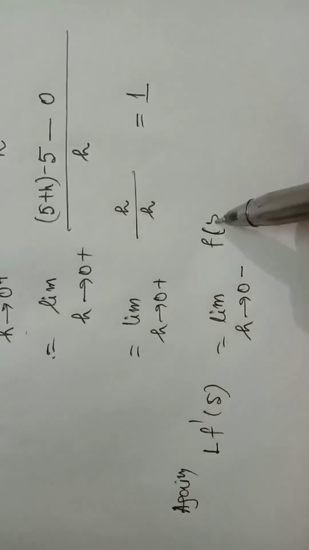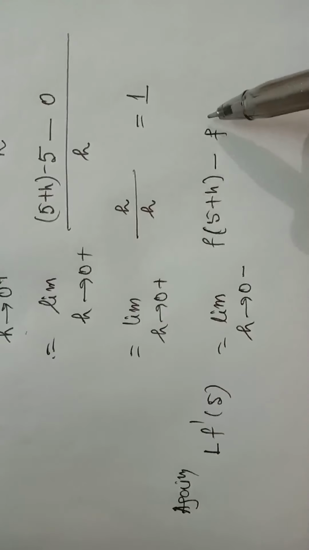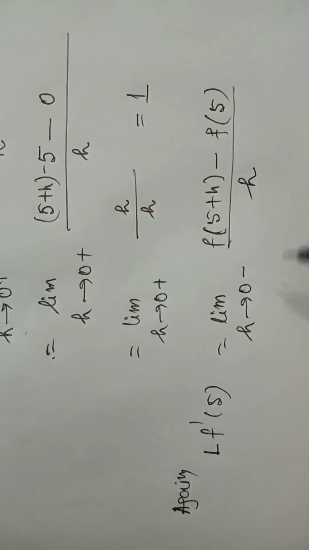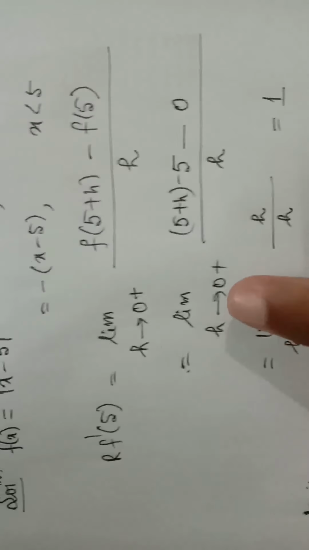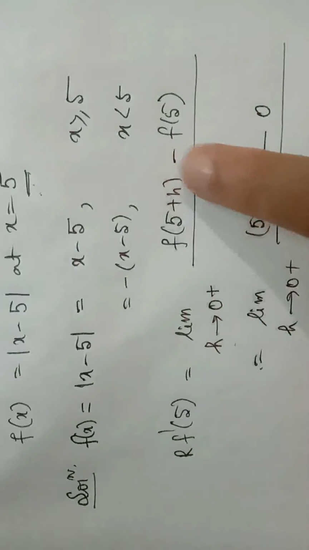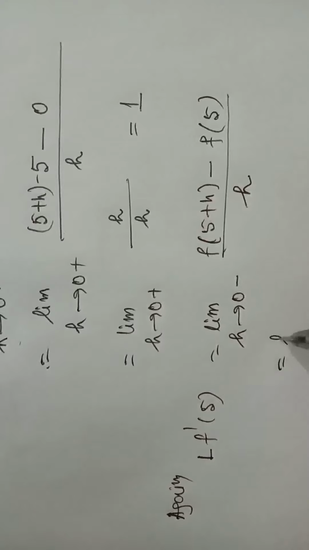f of 5 plus h minus f of 5 divided by h. This is the definition. For the left hand limit, we have to write h tends to 0 minus. For the right hand derivative, we have to write h tends to 0 plus. The rest is exactly the same.